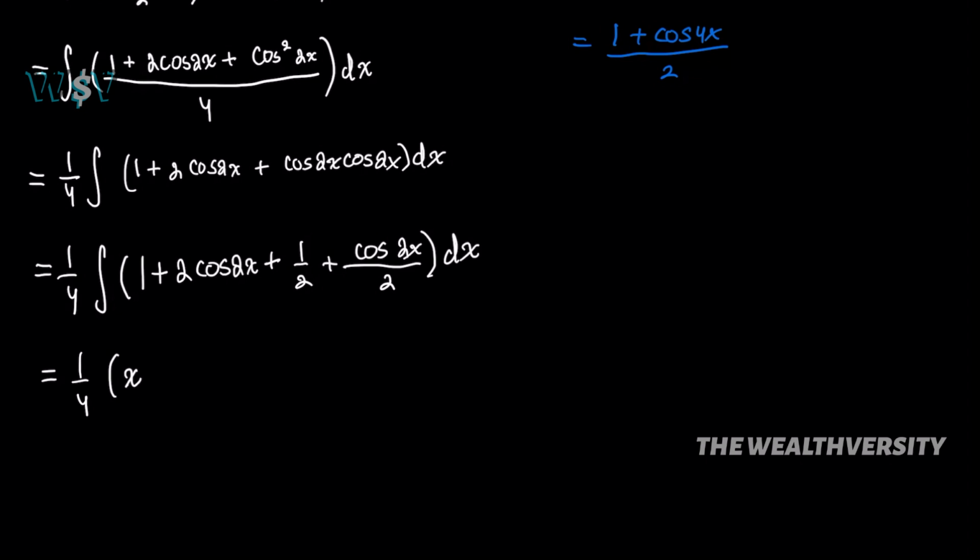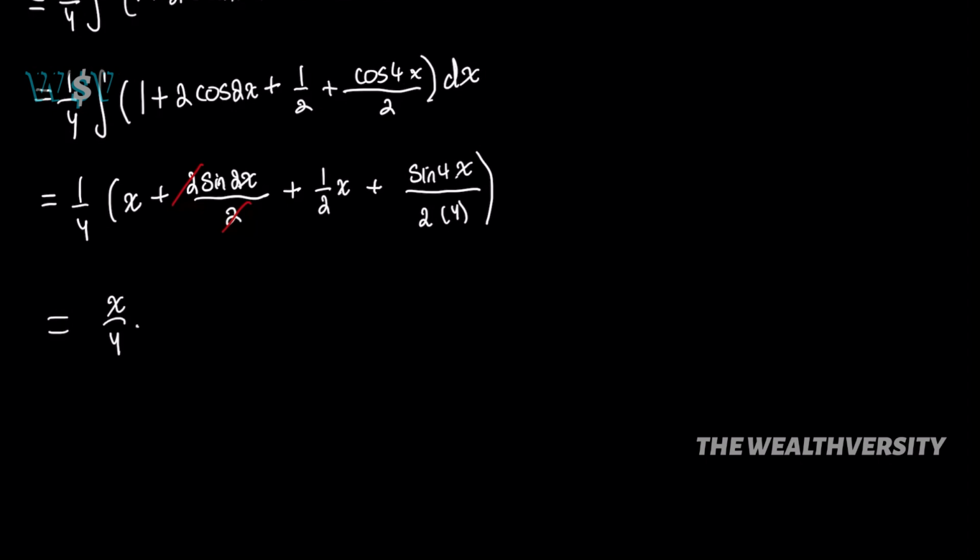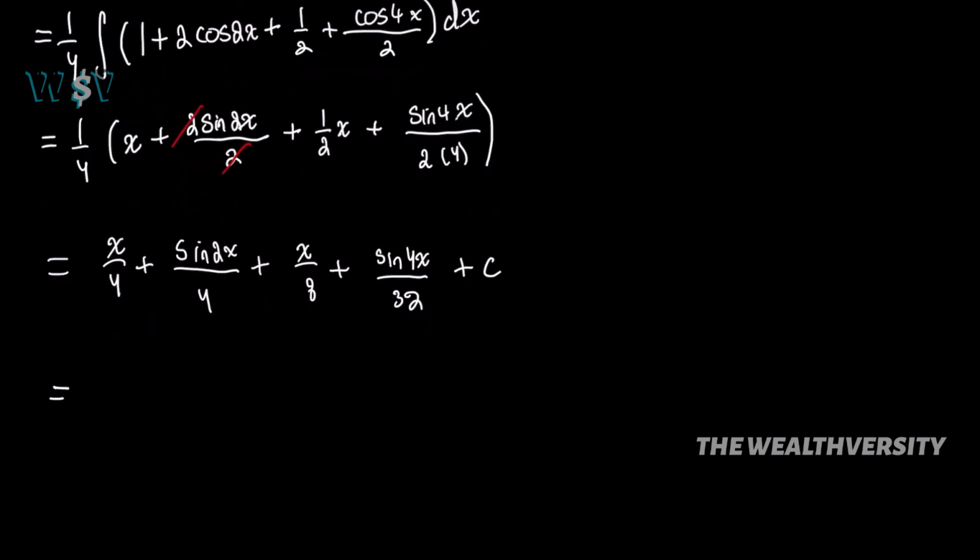We will get x plus 2 times sine 2x over 2, where the 2 will cancel, plus 1 over 2 x plus sine 4x over 2 times 4. After we multiply by 1 over 4 and simplify, we get that the final answer is (sine 4x plus 8 sine 2x plus 12x) over 32 plus c. You do not have to simplify like this unless you want to or are asked to. Let's look at another example.